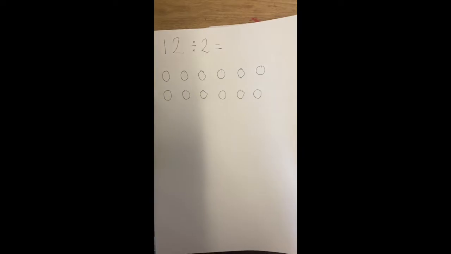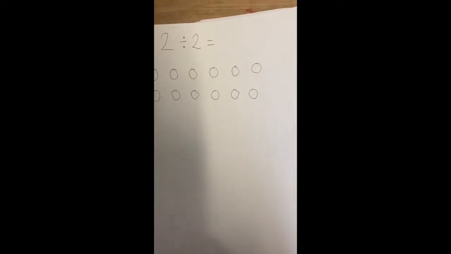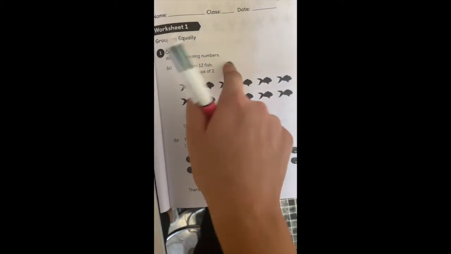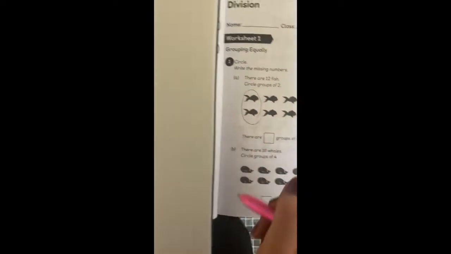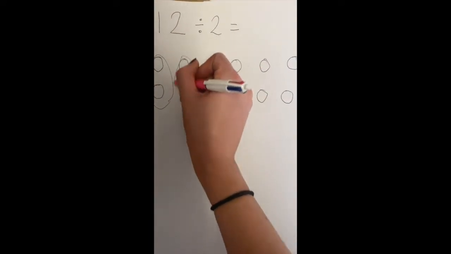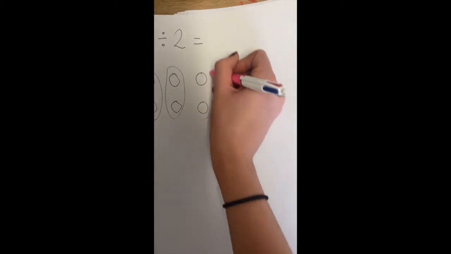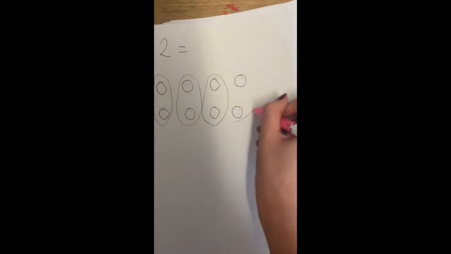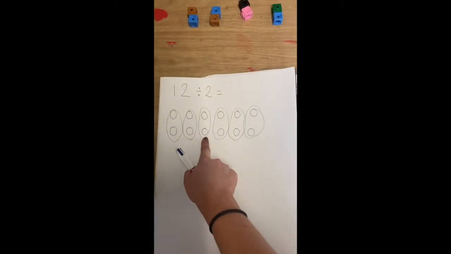6 groups. Go back to your bit of paper that you've drawn on. Now it's the same as this. So there are 12 fish. Circle groups of 2. How many groups have we got? 1, 2, 3, 4, 5, 6. This is exactly the same as this. 6.